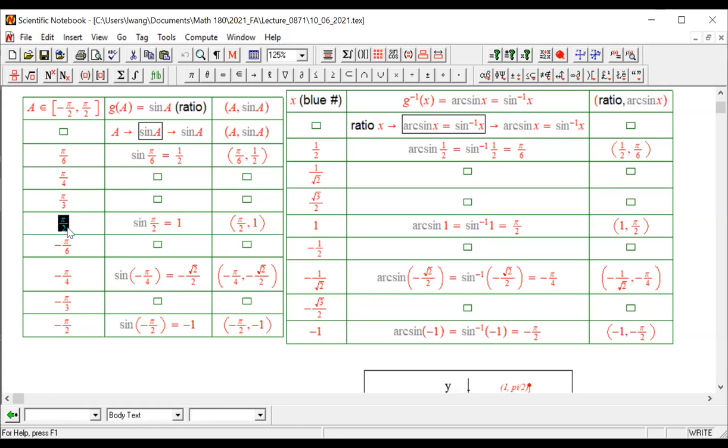For input pi over 2, sine of pi over 2, the output is 1. So input angle, output ratio. And arcsine takes the ratio as input and produces the angle as output. I want you guys to fill each one of these blanks, and then we're going to plot the points. I want you guys to write them the way I write them. Do you guys know what to do?